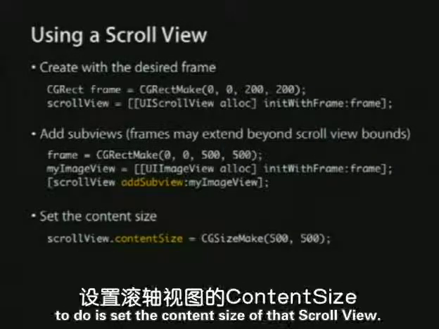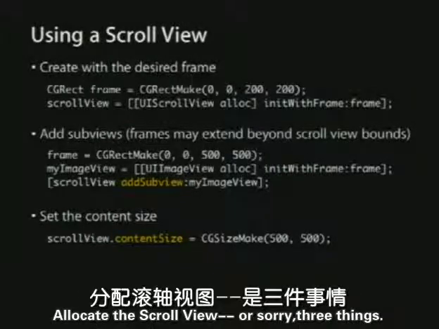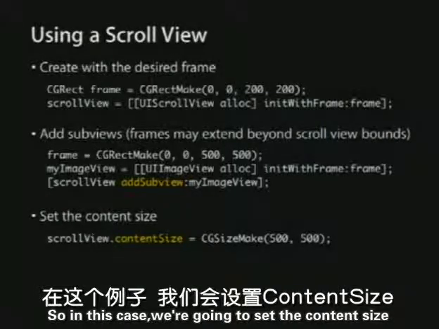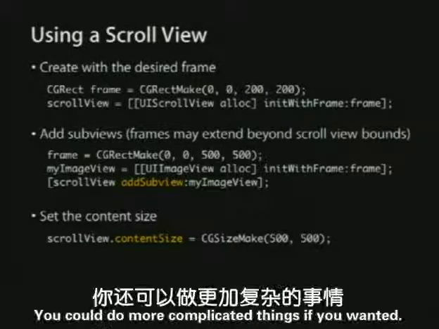And the last thing we have to do is set the content size of that scroll view. So those are the two things. Allocate the scroll view, or sorry, three things. Allocate the scroll view, allocate the subview and add it as a subview, and then set the content size. In this case, we're going to set the content size to the exact same size as the image view we just added. You could do more complicated things if you wanted.